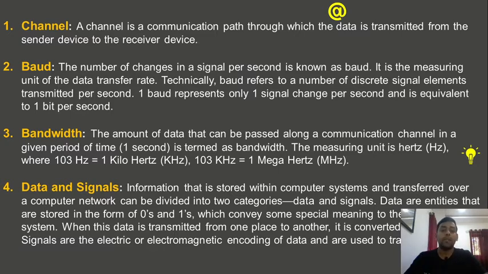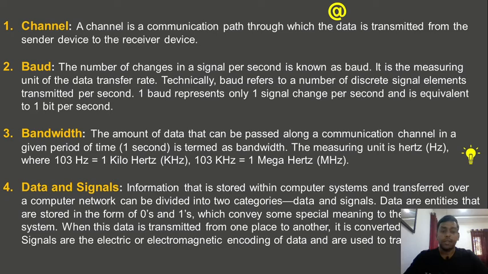So bandwidth means the amount of data that can be passed along a communication channel in a given period of time. You have to know that in a given period of time is termed as bandwidth. That means 1 second, that's a common standard. The measuring unit is of course hertz, frequency, where 10^3 hertz equal to 1 kilohertz, then 10^3 kilohertz equal to 1 megahertz. These are some of the units. So bandwidth simply means the capacity, or the amount of data that a transmission medium can carry for a given period of time. For a fixed period of time, how much data a transmission medium can carry. That's what bandwidth is. The width of the band.